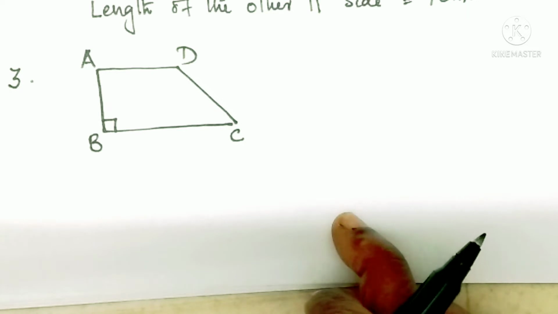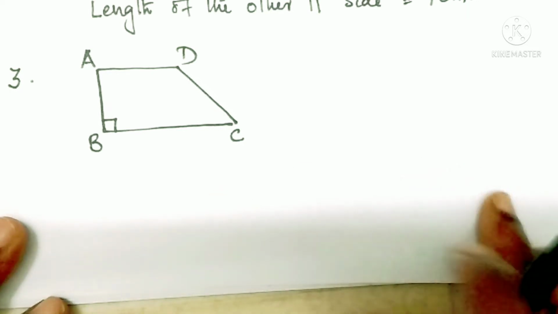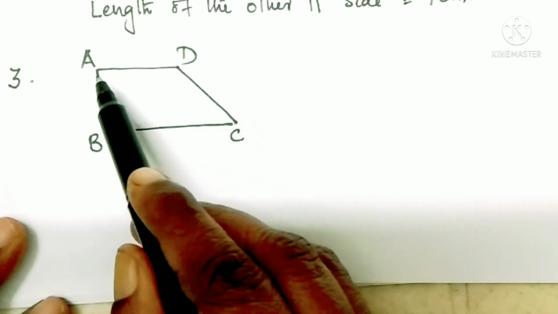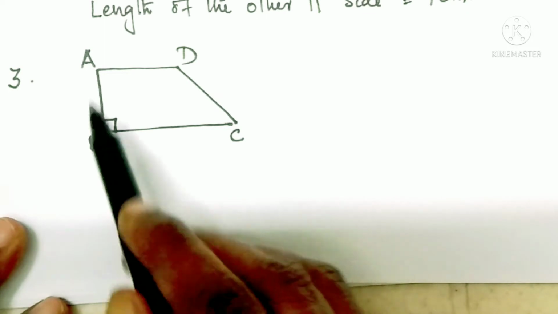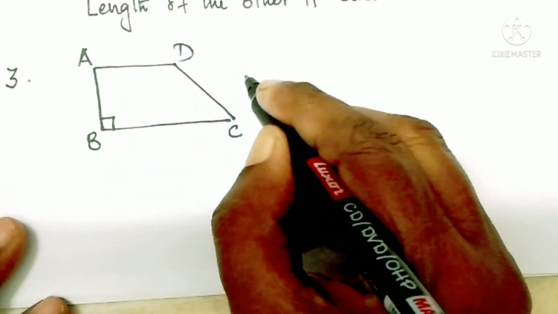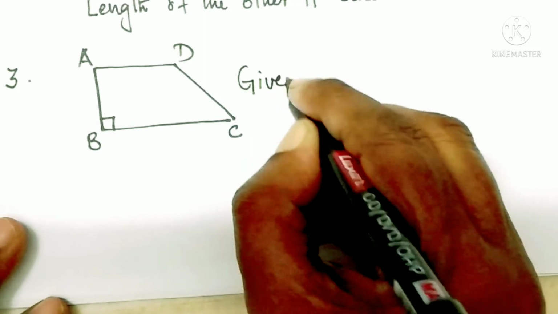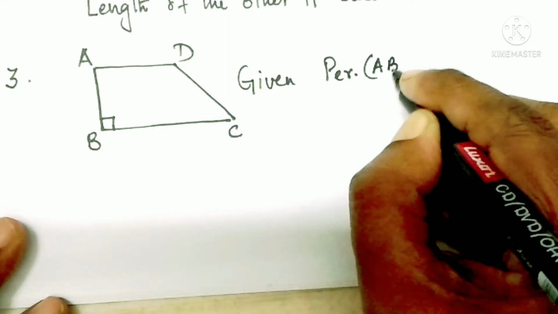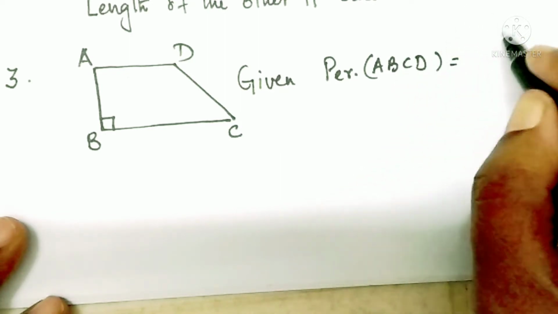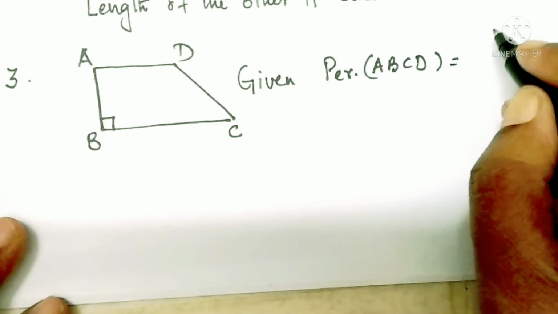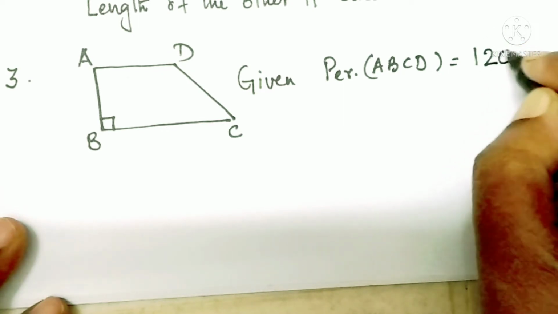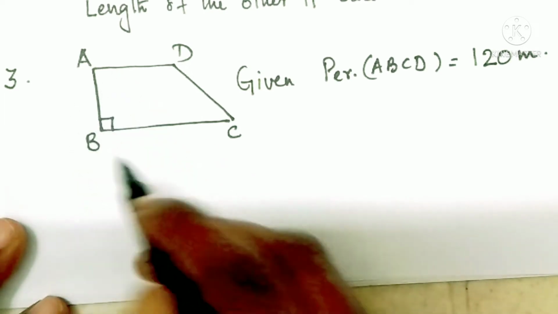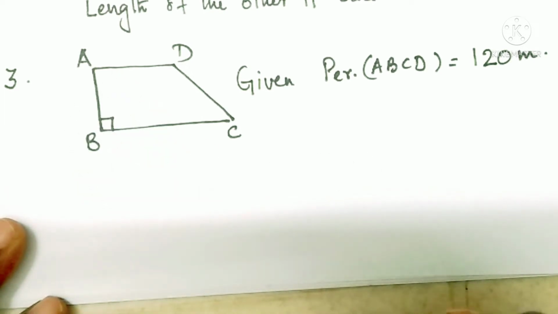So, what all informations are given? Let us write first. What is given? Length of the fence of trapezium ABCD, that is the total length. What is that called? The total length of the boundary is called perimeter. So, what is given in the question? Perimeter of ABCD is given as 120 meter. So, perimeter of the trapezium is obtained by adding all four sides.